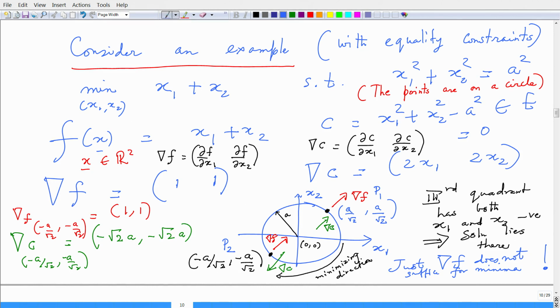which means at these 2 points P2 happens to be the minimum solution and P1 happens to be where the objective is maximum. Let us see how the gradients are over these points and if we can get some sense as to how we can go about choosing our direction to get the minimum solution. Right, when I evaluate the gradient of the constraint at point P2 which is the minimum solution, I get minus root 2a and minus root 2a, these are the 2 coordinates.